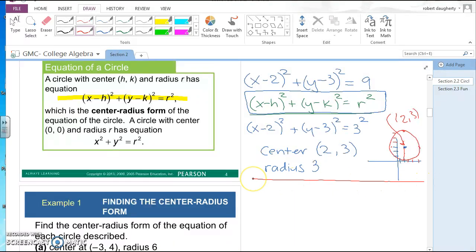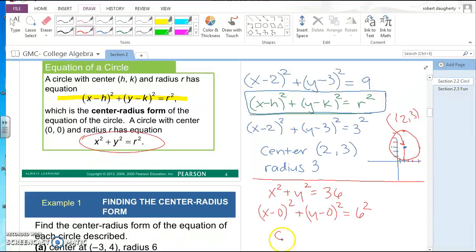Then in this formula, x squared plus y squared is just a circle that has a center at (0, 0). Because if I had something like x squared plus y squared equals 36, that's the same as (x minus 0) squared plus (y minus 0) squared equals 6 squared. So that is a circle that has a center of (0, 0) and a radius of 6. So that's just working with the equation of a circle.